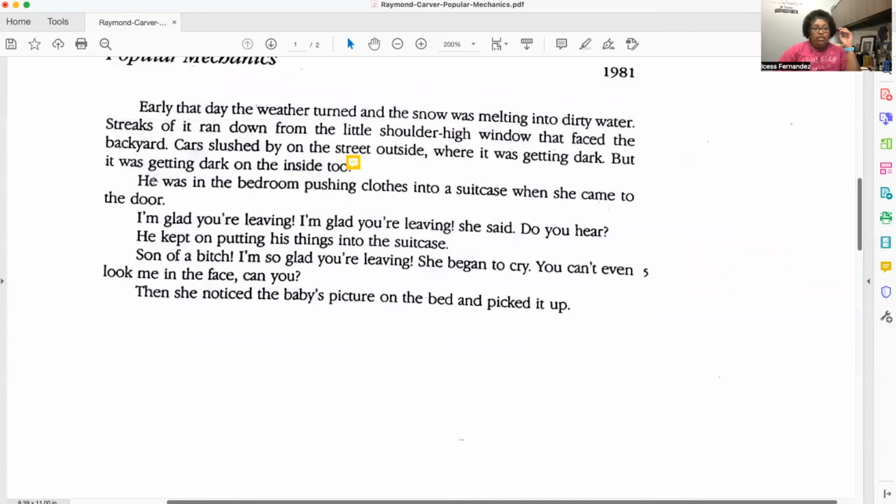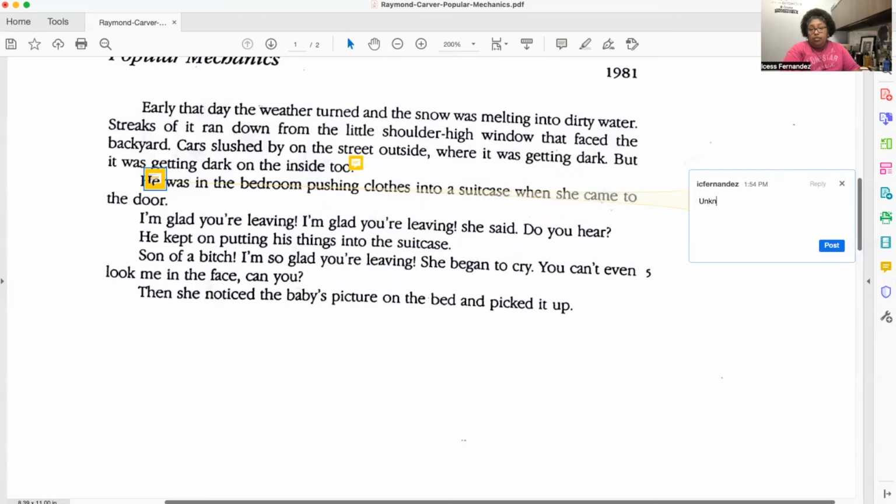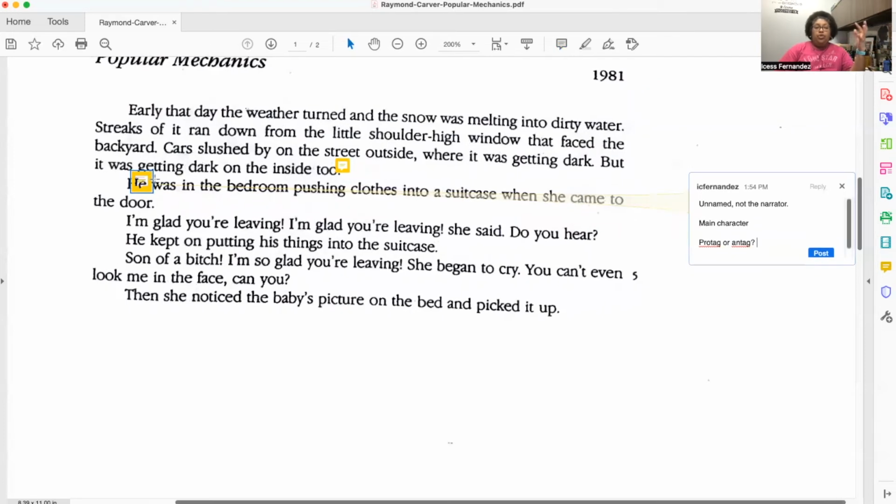So we know we have a character here. This is an unnamed character here. And we know that they are not the narrator. It could be a possible main character. In fact, it is a main character. Now, is it a protagonist or an antagonist? This is up for you to decide, right? As we're going through here, maybe you're thinking he's the antagonist and the wife is the protagonist, or maybe you're thinking vice versa. So we have this character doing some work here. I'm going to leave that to the side because we've already talked about character. Up to you to decide on that.